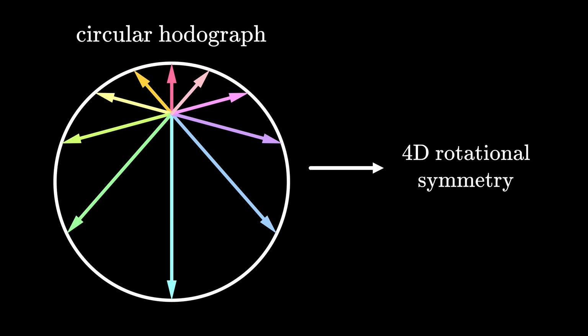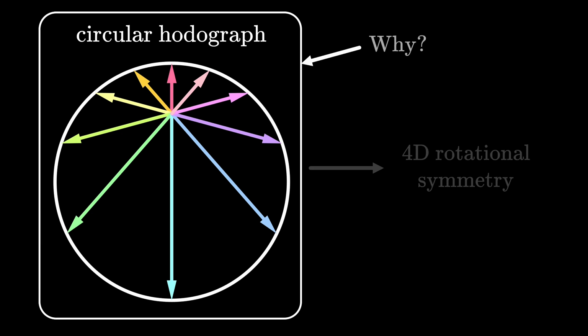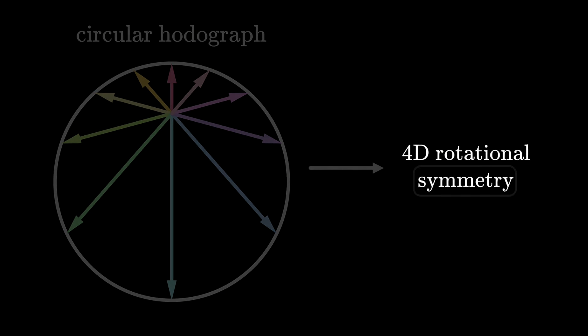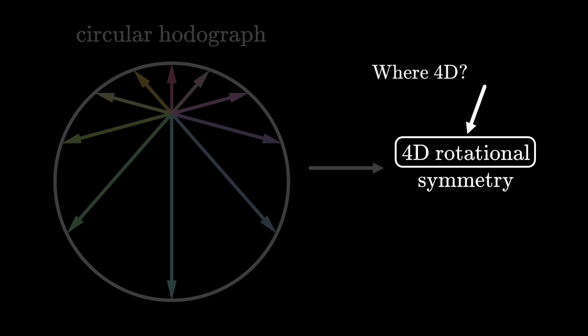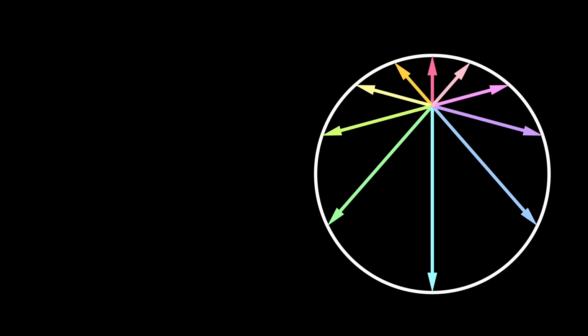gravity. But why do the velocity vectors trace out a circle? What does symmetry mean in this context? And where is the fourth dimension? It's not time, by the way. But let's first see how this circular hodograph came to be.